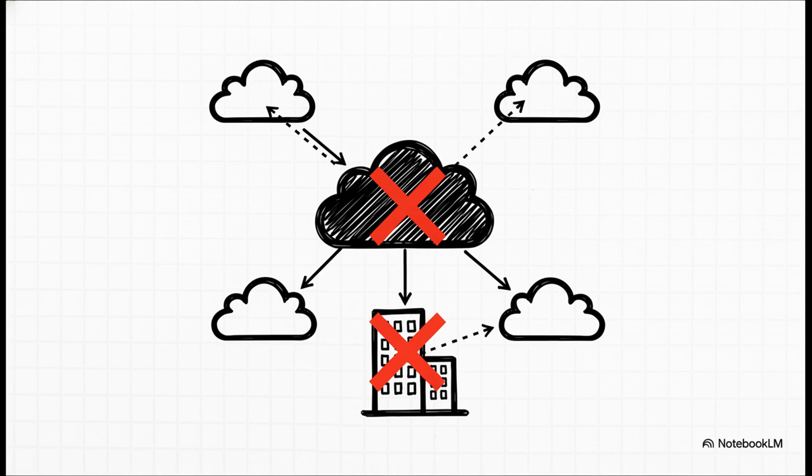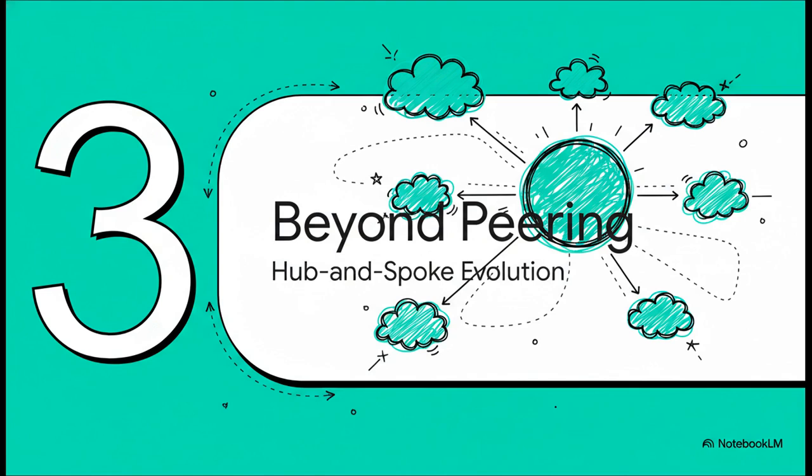Your spokes can't talk to each other through the hub. And if you connect your on-prem data center to that hub, that connection can't get to any of the spokes either. This isn't a bug, by the way. It's a very intentional design choice in Google Cloud that forces you to be more explicit about how you handle complex routing. So, if that simple hallway we talked about can't build a complex interconnected network, what's the answer?